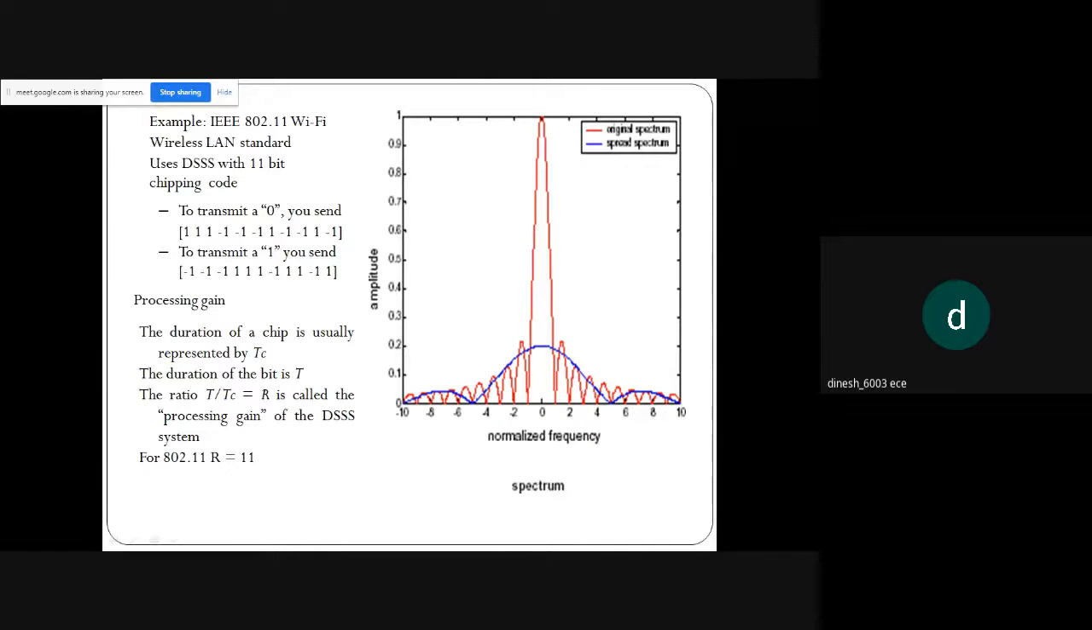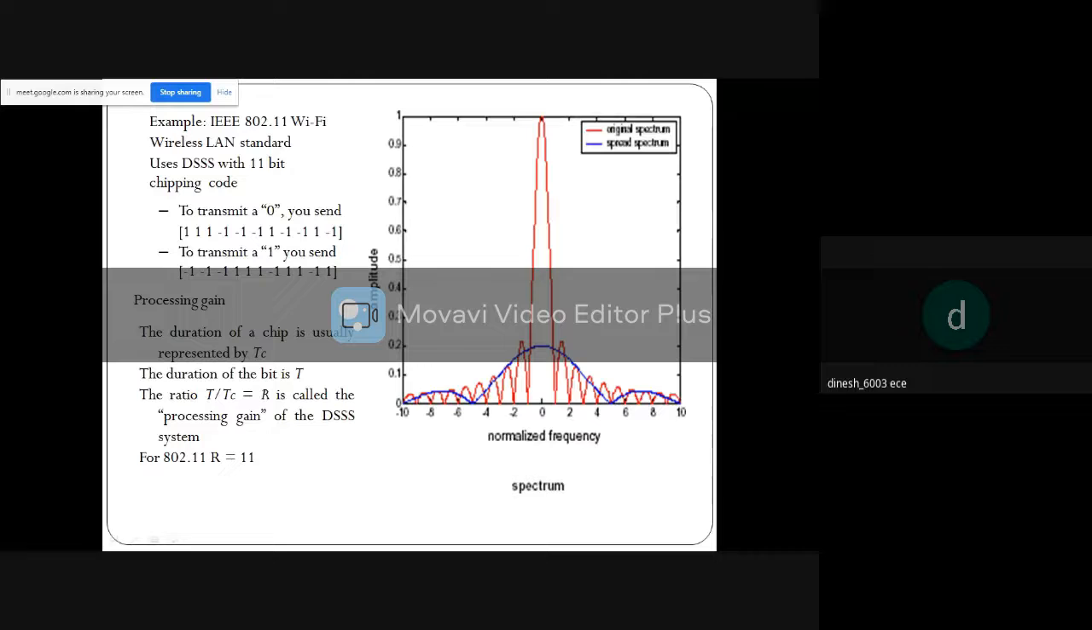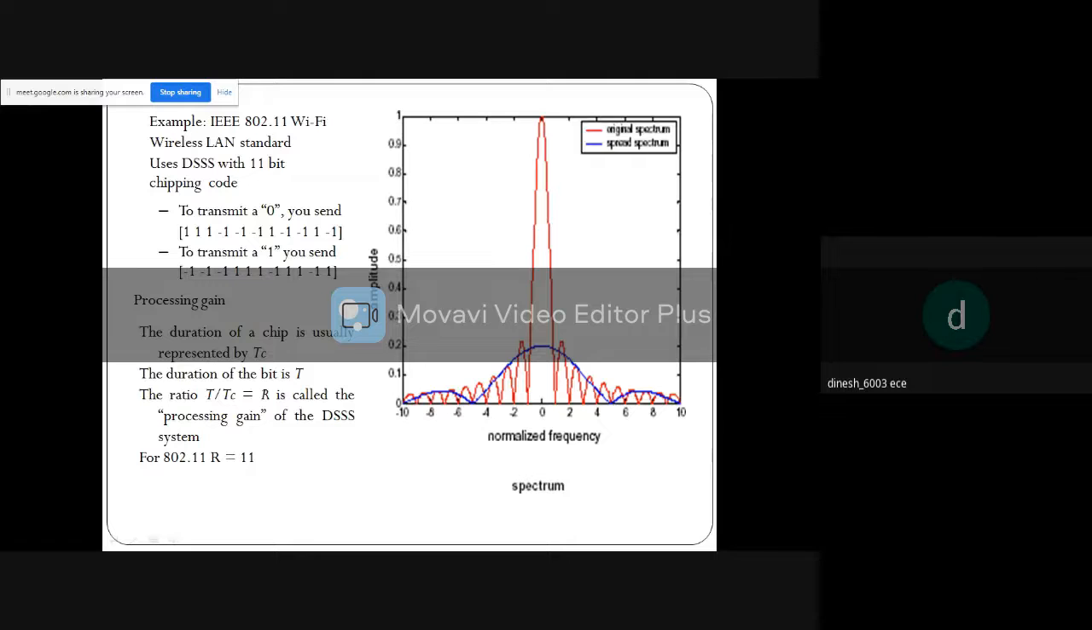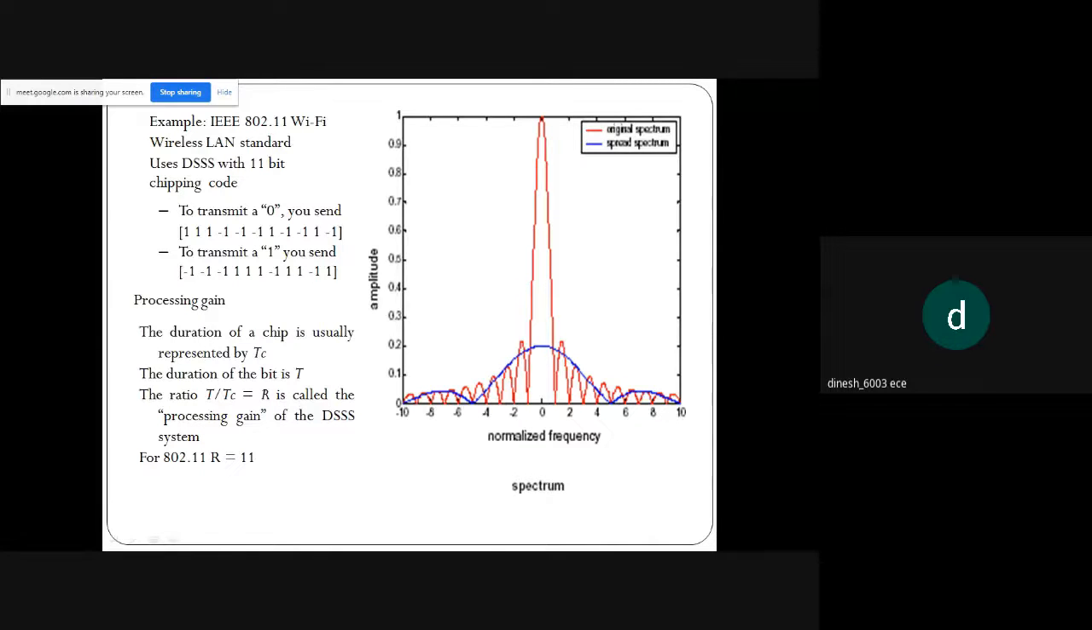IEEE 802.11, your Wi-Fi system, wireless fidelity, is used in wireless local area networking standards that use DSSS with an 11-bit chipping code. To transmit zero, we use the code 1 1 1 -1 -1 -1 1 -1 -1 1 -1. This is an example which is used in wireless LANs. For transmitting one, you need to send the inverted code.